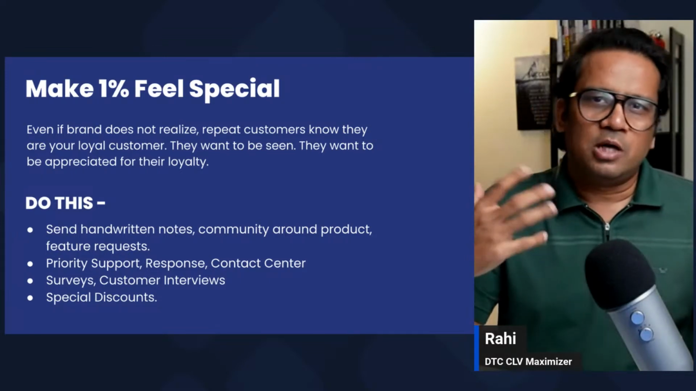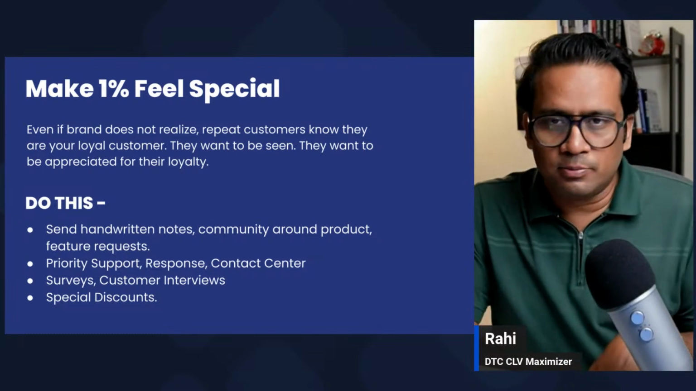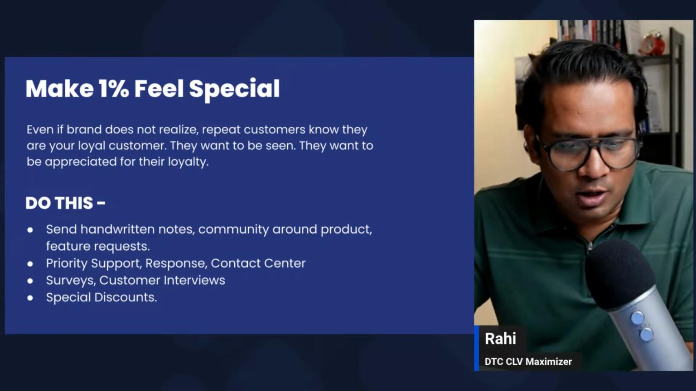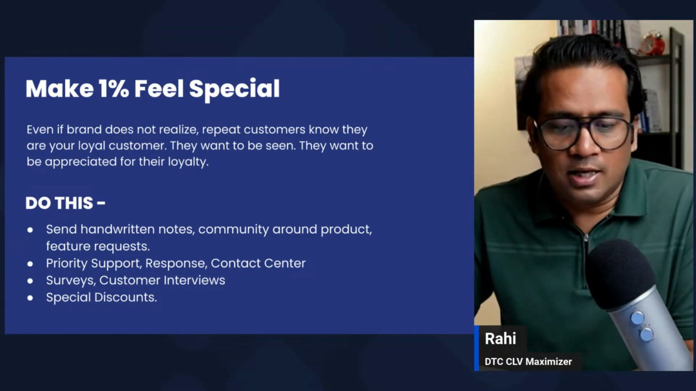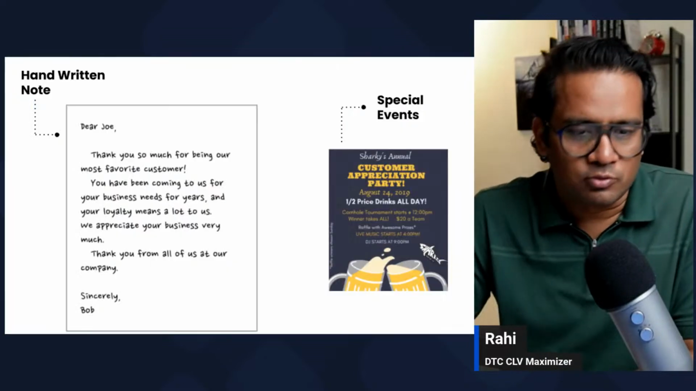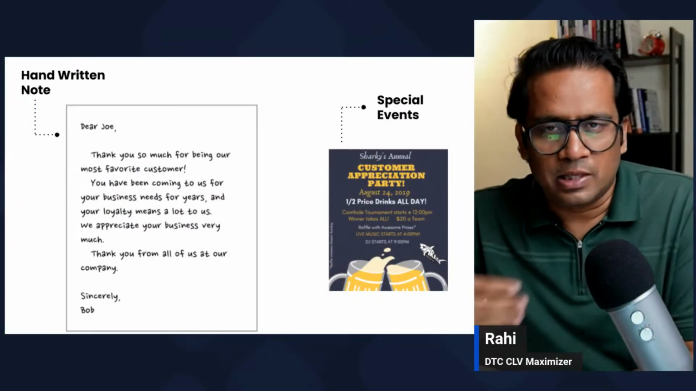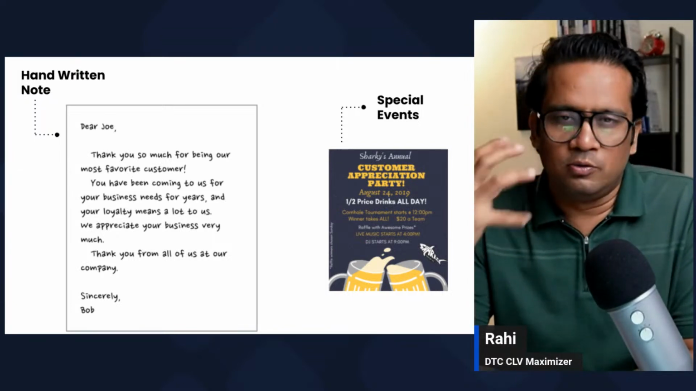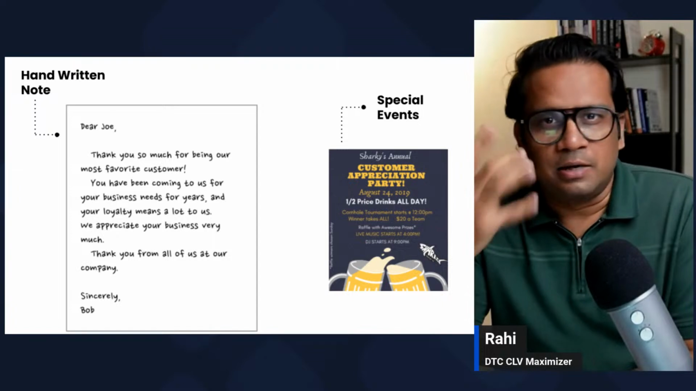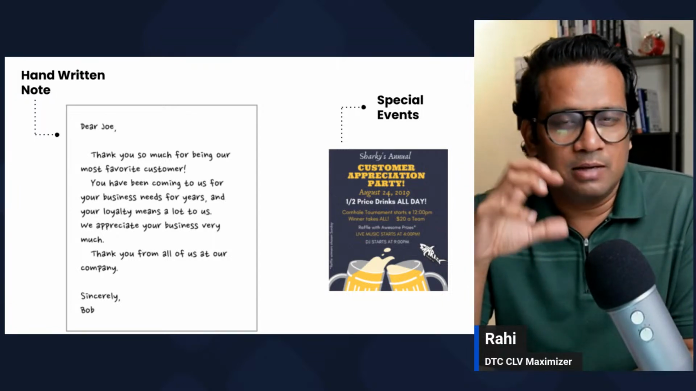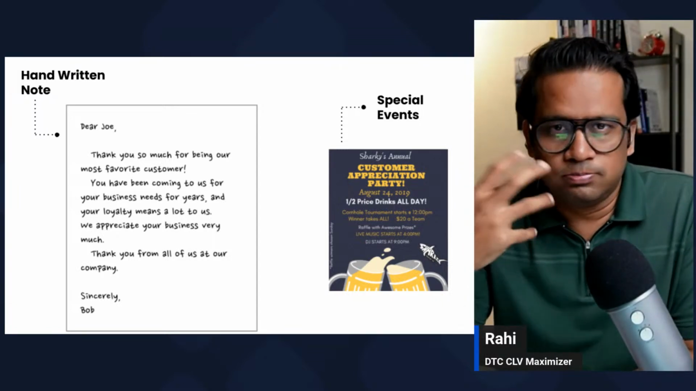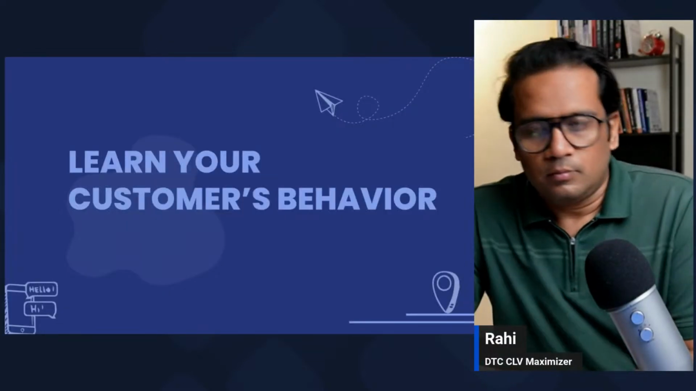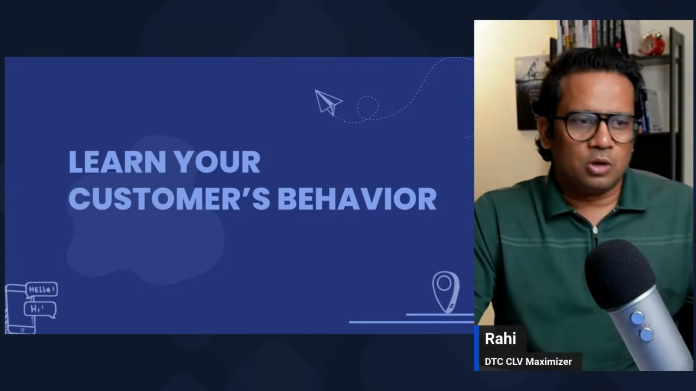And it also comes down to listening to your 1%, making your products for the 1%, and driving everything around your 1%. So send handwritten notes, or build communities around products or feature requests. There is priority support, or surveys, or special discounts. So everything comes from taking care of your 1%. Maybe if you are very small, you can have a WhatsApp group or a Facebook group for your 1%, depending on the industry. But it becomes a really important part that you are active with your 1% core audience and you are listening to them. So that's five tactics in terms of clear operations.